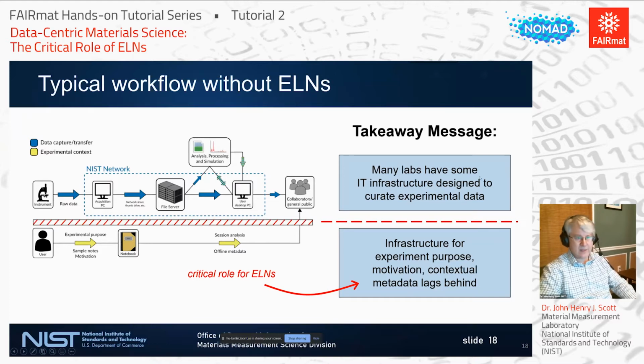So takeaways here: many labs have some IT infrastructure designed to curate experimental data, and there's infrastructure in place for experimental purpose, motivation, and contextual metadata, but it lags behind. And so maybe a critical role for ELNs in this is to not forget about this parallel stream of context and motivation that needs to accompany what is being worked on intensely, which is developing research data management infrastructure for the data values themselves.